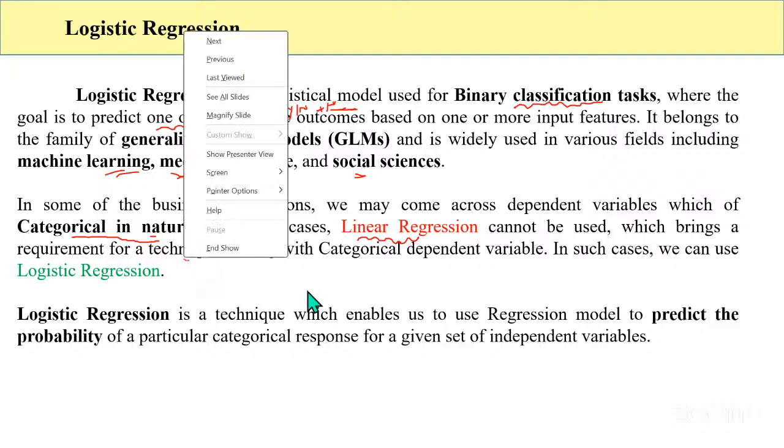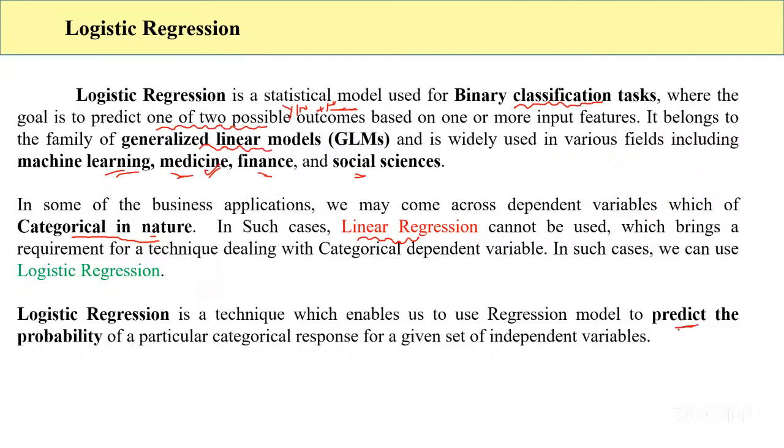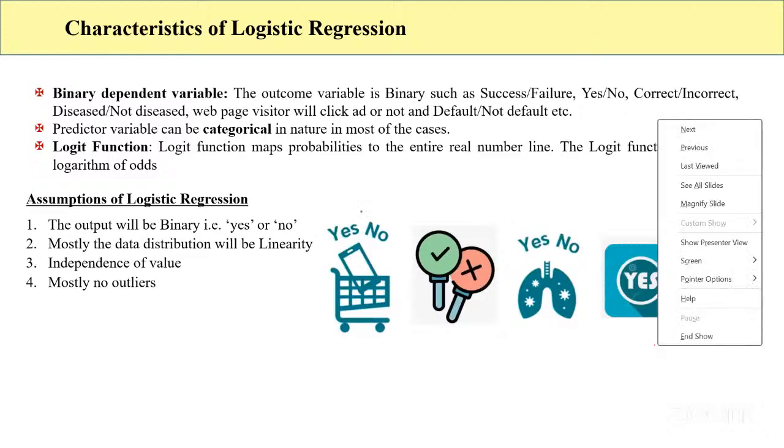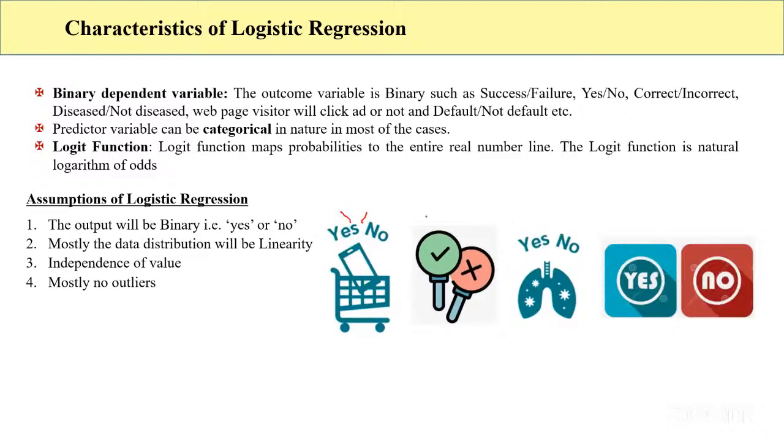Especially, this is going to be useful to predict the probability of a particular categorical response for a given set of independent variables. Suppose you see a binary dependent variable: either you will purchase this or not, either you will accept the proposal or not, whether the patient has a heart issue or not. In these circumstances, we are going to use this yes or no category. Either the patient is healthy or not, or you are going to purchase this or not. For such circumstances, you are going to use logistic regression.